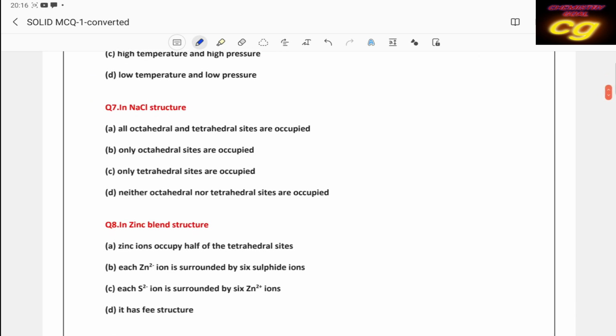Then next question number 7. In sodium chloride structure, are all octahedral and tetrahedral sites occupied, only octahedral sites occupied, only tetrahedral sites occupied, or neither octahedral nor tetrahedral sites occupied? What is the correct answer? What do you think? Only octahedral sites are occupied. This is the correct answer.